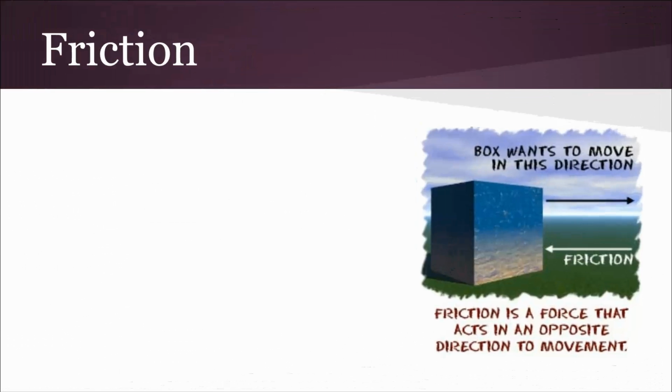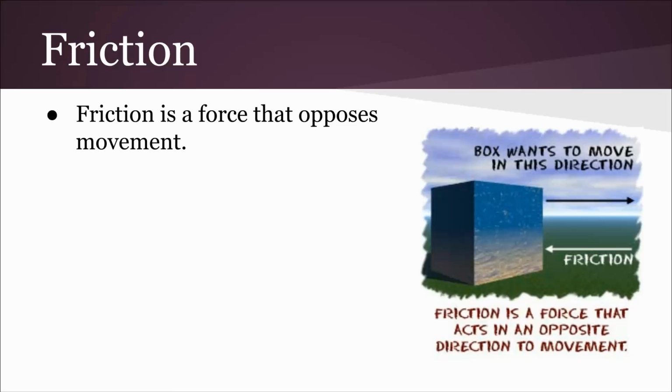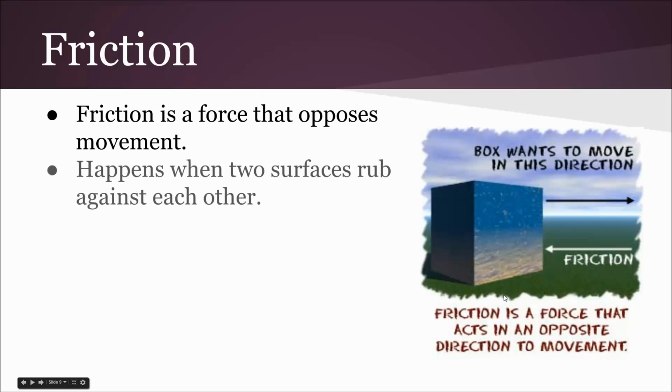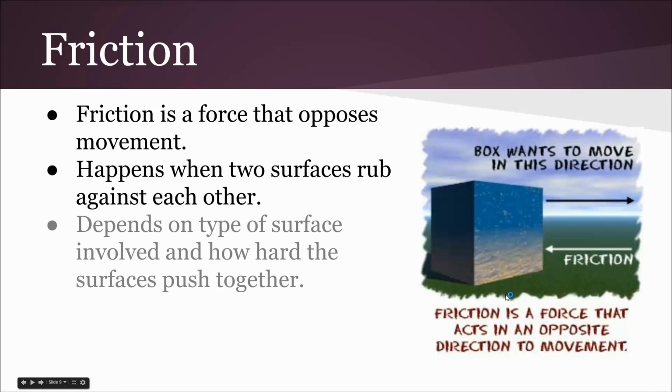So what are the forces that you could see in a free body diagram? One of them obviously was friction. Friction is a force that acts in the opposite direction to movement. So if I'm trying to push a box in one direction, friction's going to want to stop it from moving. Friction is a force that opposes movement. It happens when two surfaces rub against each other. Friction depends on what type of surface is involved and how hard the surfaces push together.